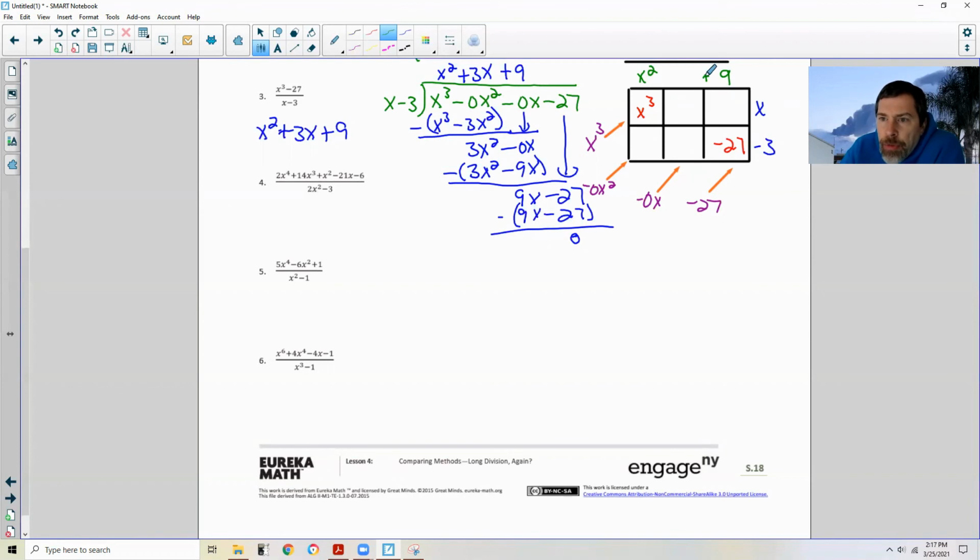So now I'm going to say, well, 9 times x is 9x. I need 0, so this has to be a negative 9x. So negative 3 times a positive 3x will give me negative 9x. X times 3x is 3x squared. So this has to be a negative 3x squared. And when I check, negative 3 times x squared does equal that negative 3x squared. So I get x squared plus 3x plus 9 matching. Number 3 is done.